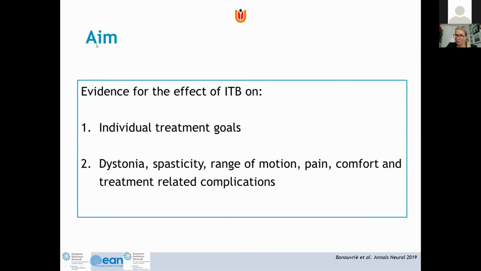The aim was to provide evidence for the effect of ITB on individual treatment goals, and secondarily also for the effect on dystonia, spasticity, range of motion, pain, comfort, and treatment-related complications.